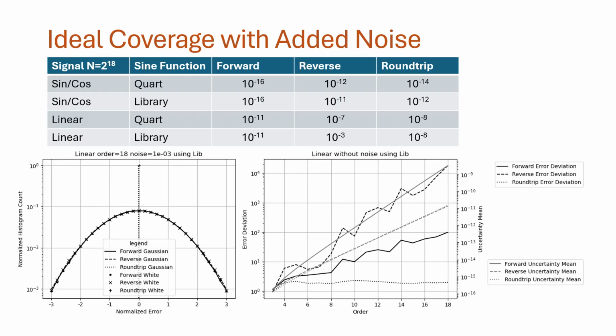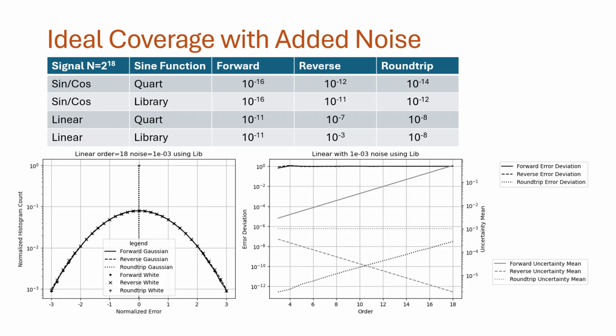And here is the previous chart for the error deviation and uncertainty, and how it grows with the FT order. If I add 10 to the minus 3 noise, we can see both the forward and the reverse error deviation become a perfect 1, and the round trip error deviation is much less than 1, although it increases with FT order as we expected.